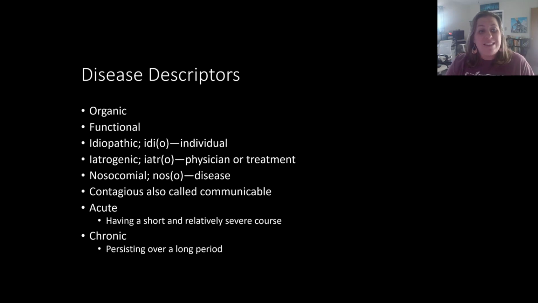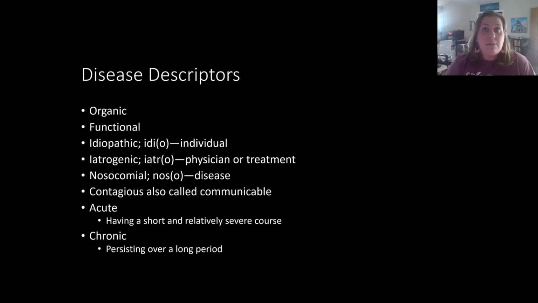Another set of terms are contagious or communicable. Contagious means it can be passed on from one person to the next. Some things are very contagious, right? It spreads like wildfire in a group, whereas other things are not so much. And this is where the communicable comes in. It spreads, it goes to the community, it spreads out.